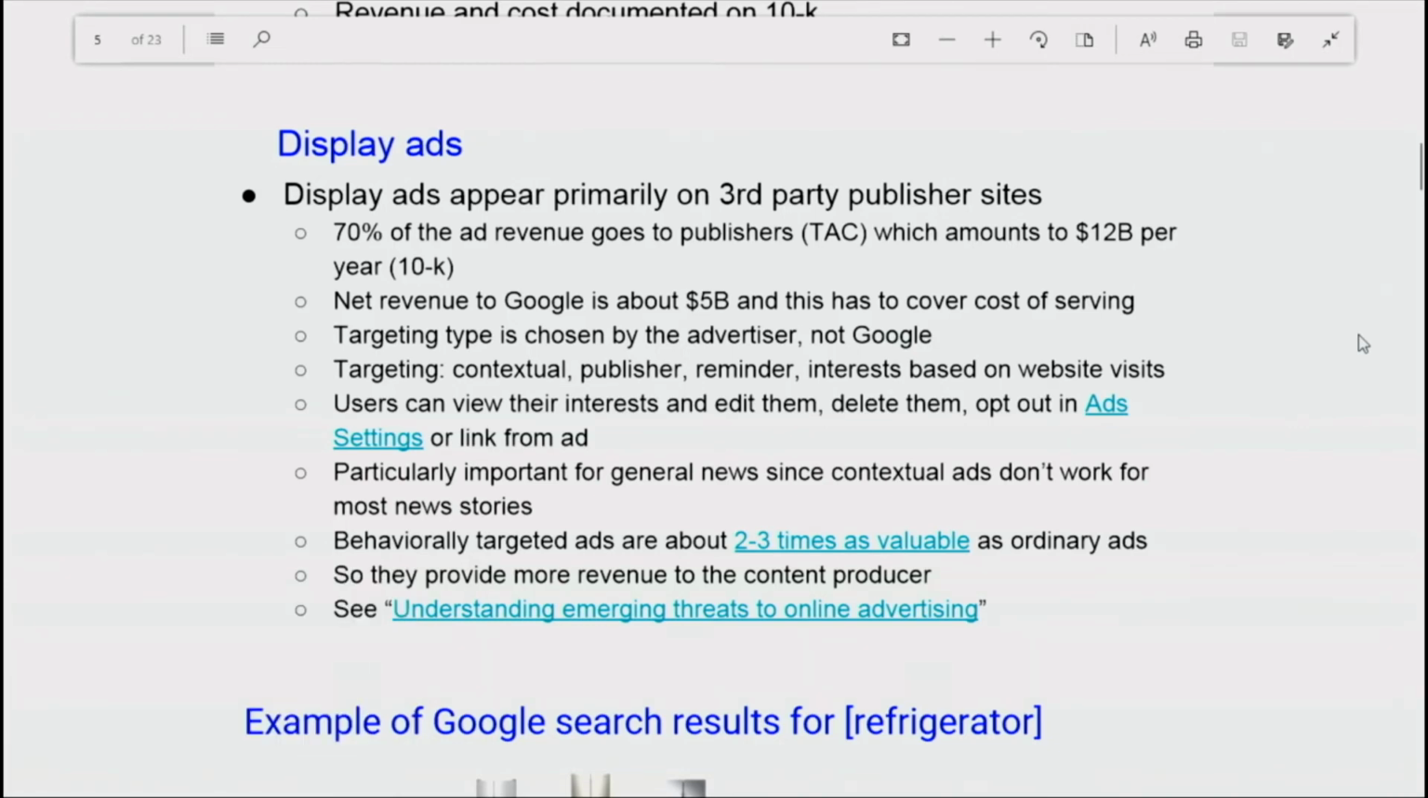And that, of course, has to cover all the cost of serving, because all the publisher has to do is put in a little HTML that says, stick an ad here when you find one that's good. All right, and what does good mean? Well, I'll talk about that in terms of its targeting. Now, the targeting type is chosen by the advertiser. The publisher can decide whether or not they want to accept that targeting.